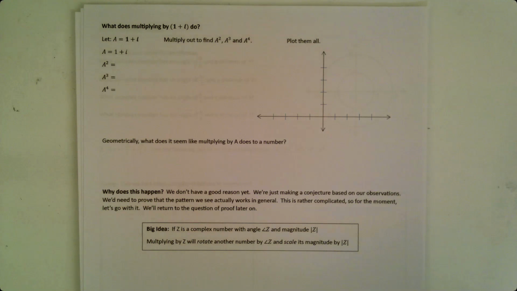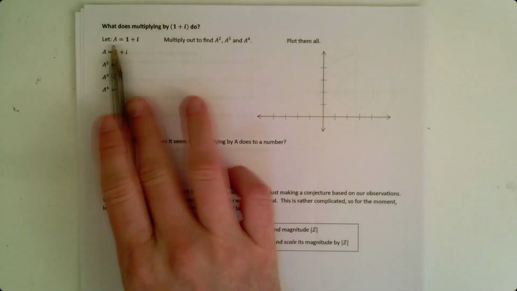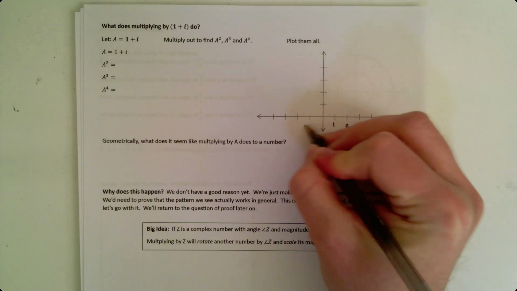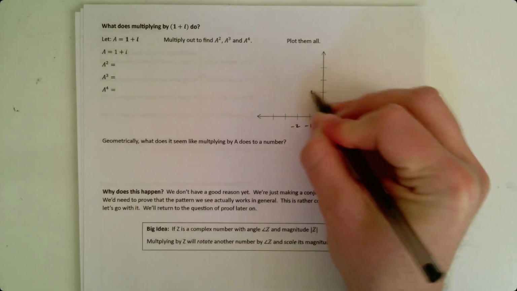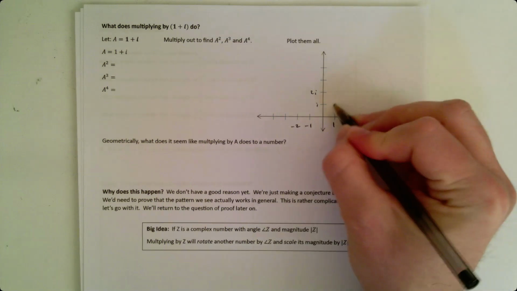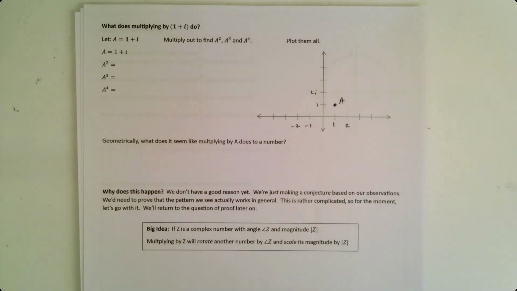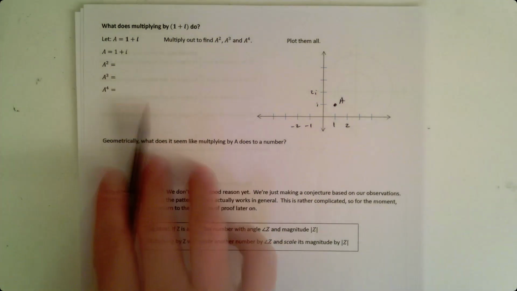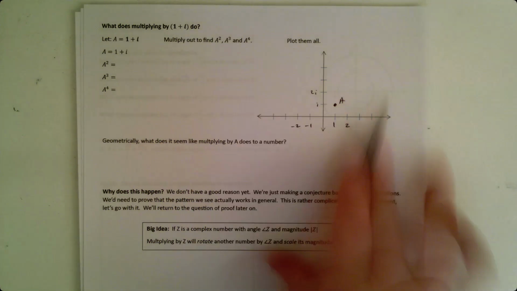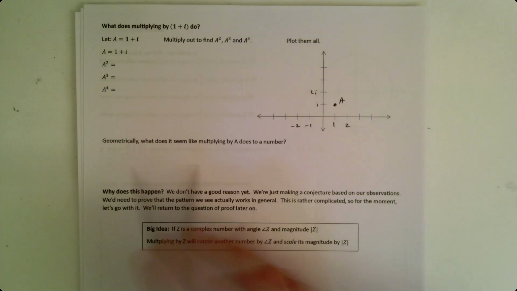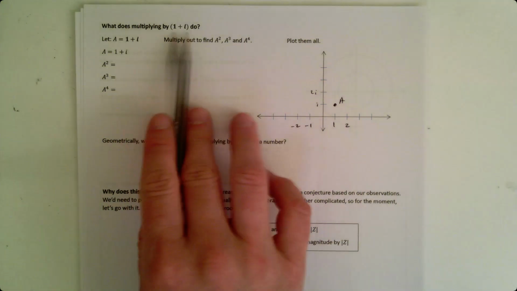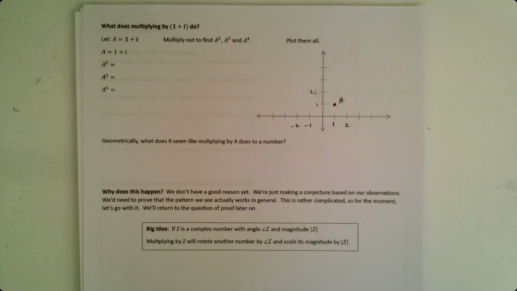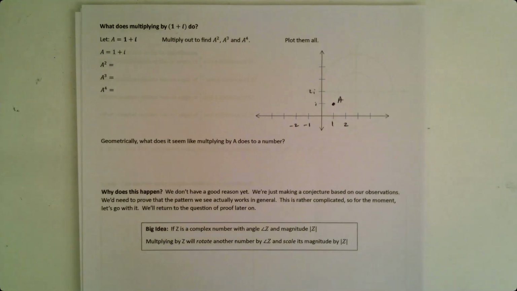Okay, let's try one more set of things. Let's imagine complex number a is 1 plus i. Let's go ahead and make the complex plane again. Here's i, here's 2i. So here is the location of a. Go ahead and multiply out. What should a squared be? What should a cubed be? What should a to the 4th be? And then plot them all here. And we'll ask, what does multiplying by this number do? Multiplying by i rotated by 90 degrees. What does that one do? Okay, pause the video and multiply out.